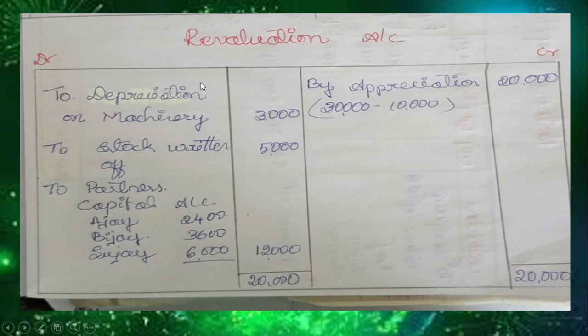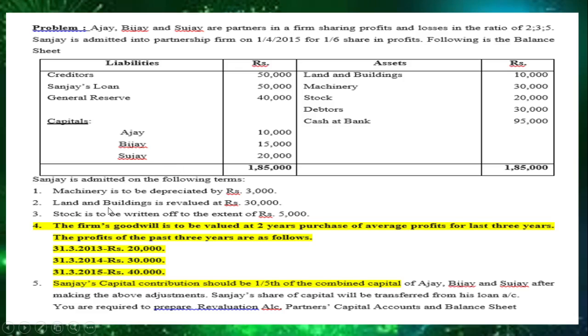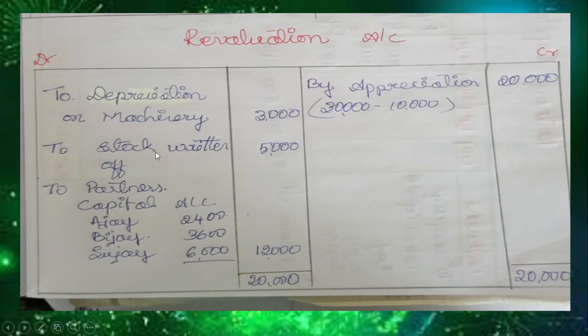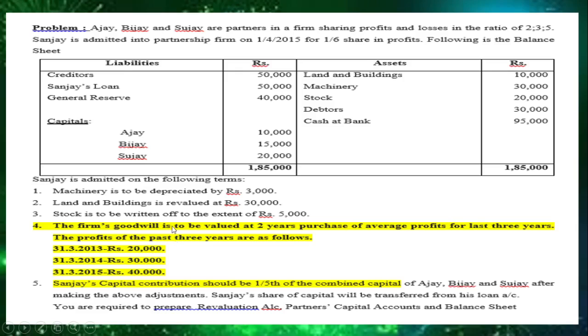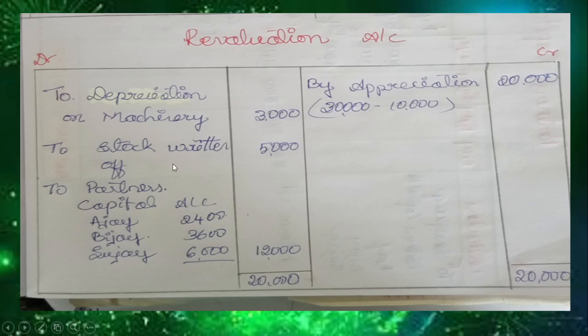Revaluation account. I'll consider the first three adjustments for the revaluation account. Machinery, depreciation, so debit side. Land and building appreciation, so credit side, 30,000 minus 10,000. And stock value depreciation of 5,000 on debit side. So the remaining profit of 12,000 rupees on revaluation of assets and liabilities is transferred to partners' capital account. Remember, all the time the balance in the revaluation account is transferred to partners' capital account in their old ratio. So here the old ratio is 2:3:5.